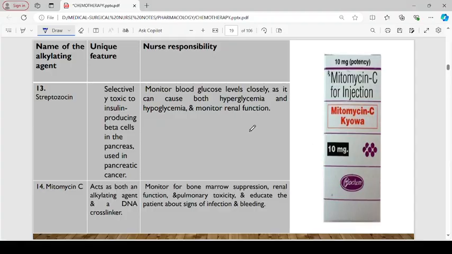Streptozocin is selectively toxic to insulin-producing beta cells in the pancreas, so this drug is normally used in treatment of pancreatic cancer. Remember, you have to always monitor the blood glucose level, because this drug can cause both hyperglycemia and hypoglycemia. Mitomycin is the last example of alkylating agent. This drug acts as both alkylating agent and DNA cross-linker. So as a nurse, you have to monitor for bone marrow suppression, renal function, pulmonary toxicity, and educate the patient about the signs of infections and bleeding.